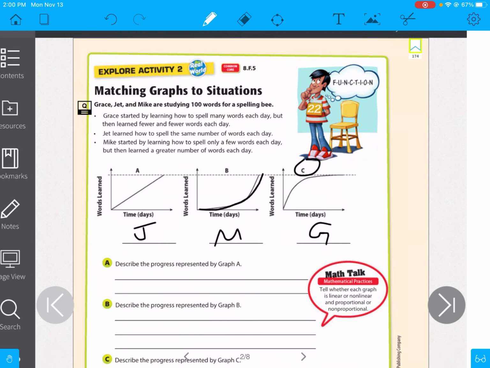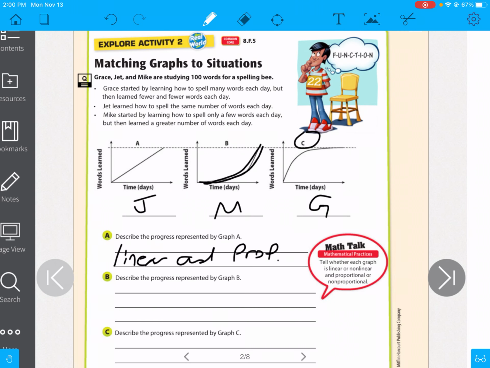So describe the progress as A would be linear and proportional. And for B, it looks like it started off slow and then it kind of went up a lot higher at the end. And then for C, they started off, they learned a whole lot, and then they just learned a few towards the end.